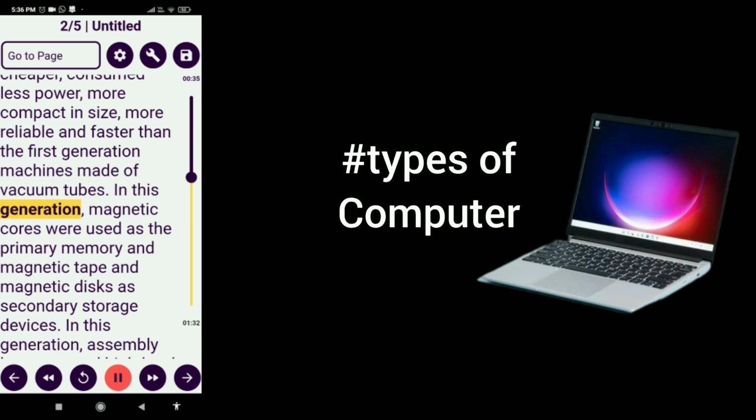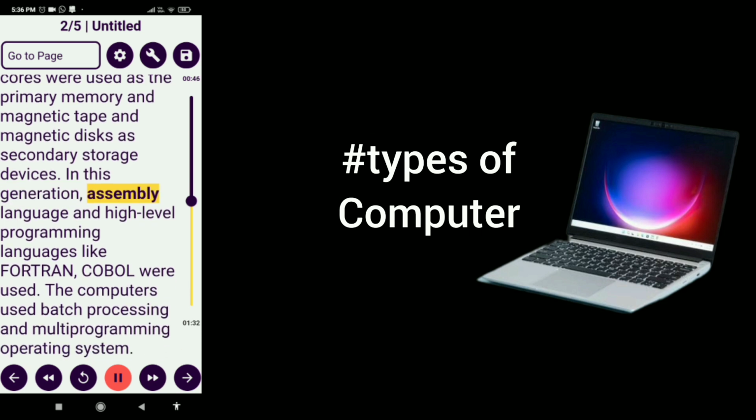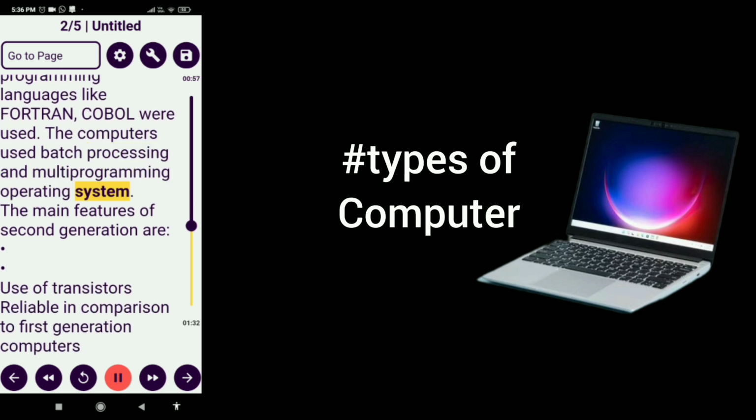In this generation, magnetic cores were used as the primary memory and magnetic tape and magnetic disks as secondary storage devices. In this generation, assembly language and high-level programming languages like Fortran, COBOL were used. The computers used batch processing and multi-programming operating system.